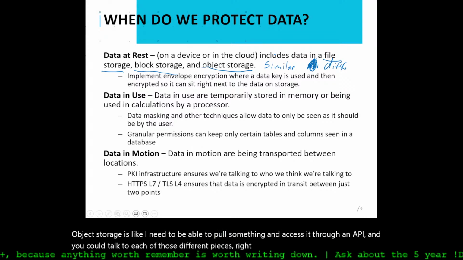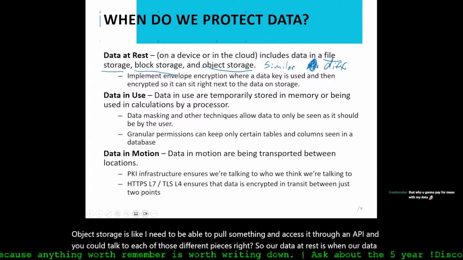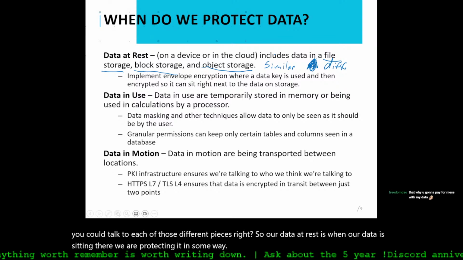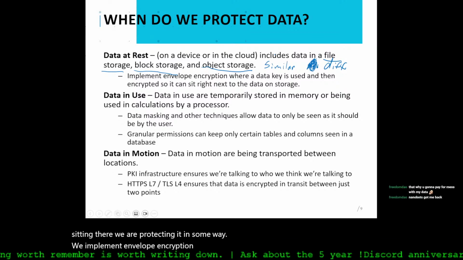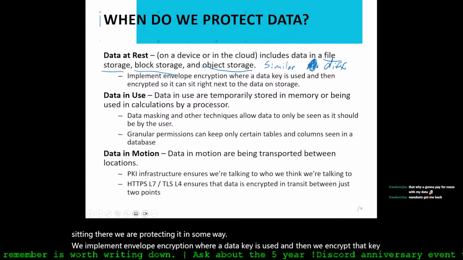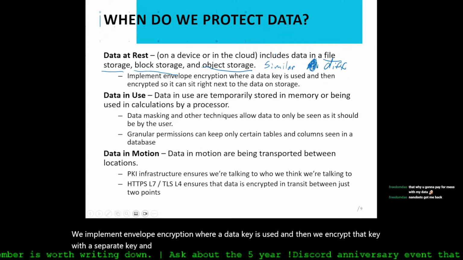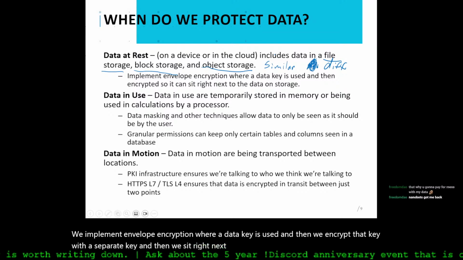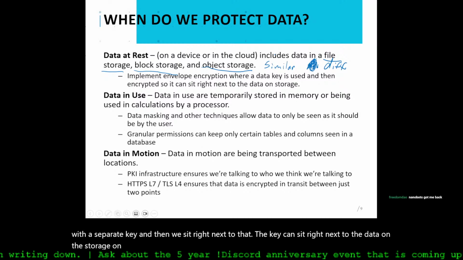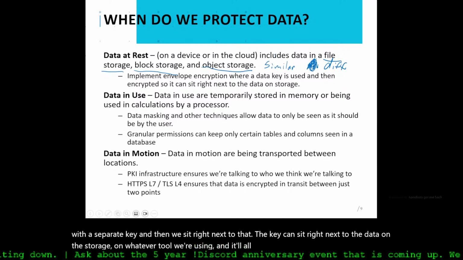So our data at rest is when our data is sitting there, we are protecting it in some way. We implement envelope encryption where a data key is used, and then we encrypt that key with a separate key. The key can sit right next to the data on the storage on whatever tool we're using, and it'll all work.